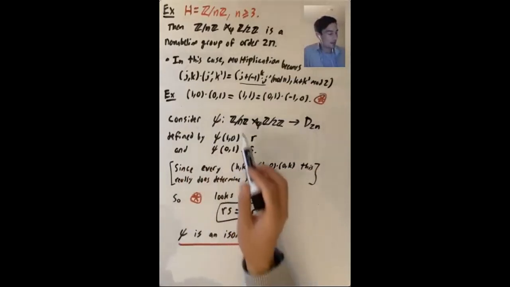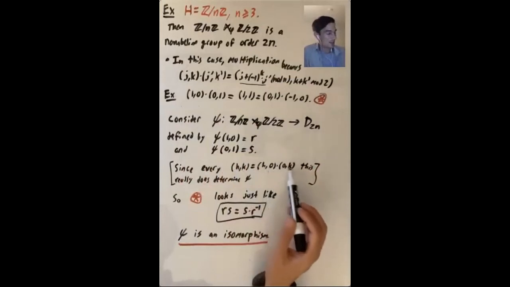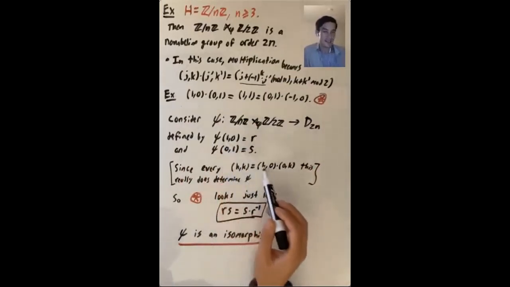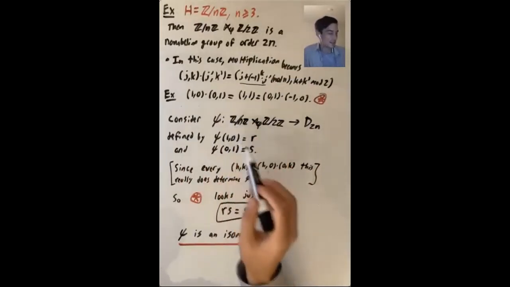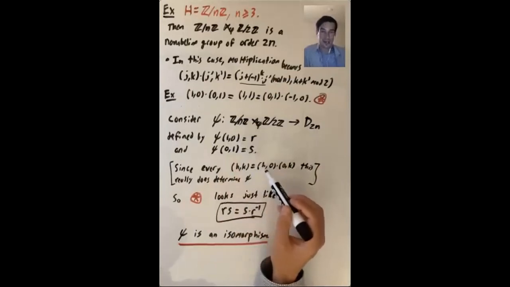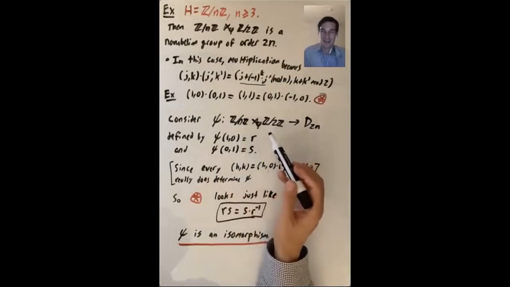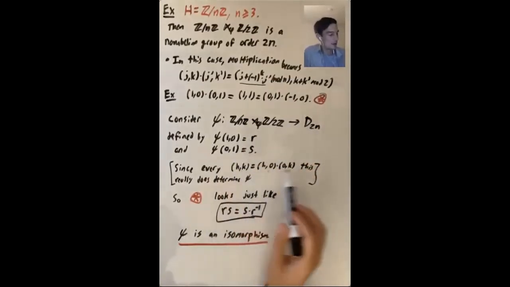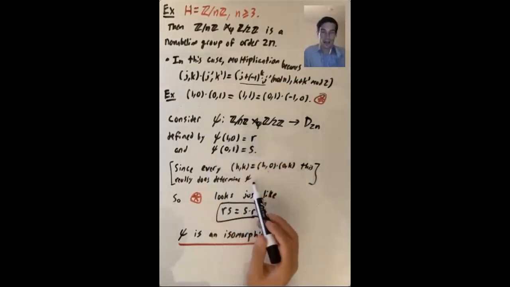Since every element in the semidirect product can be written as (h, 0) times (0, k), if I tell you where (1, 0) is sent, then because our first factor is cyclic, that'll determine where (h, 0) gets sent. If I tell you where (0, 1) gets sent, that determines everything in the second factor, but it's just (0, 0) and (0, 1). So specifying these two elements really does determine an entire homomorphism psi.